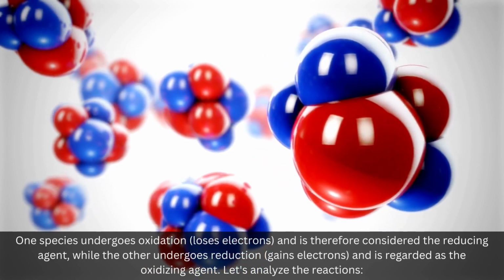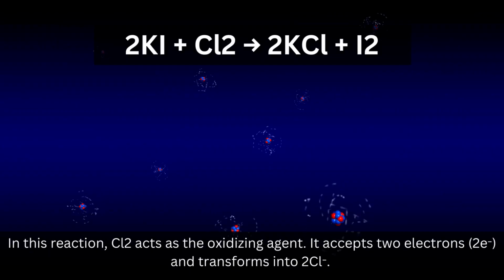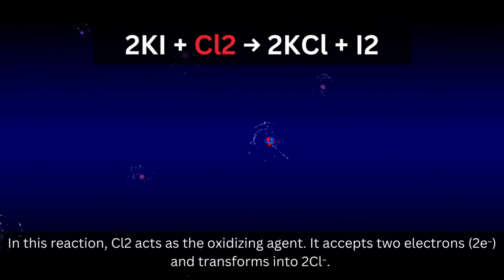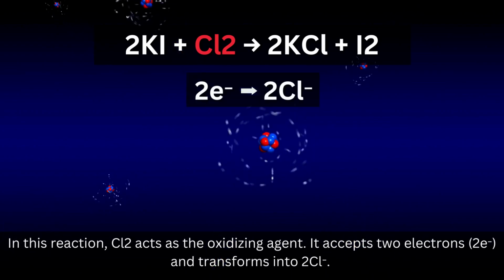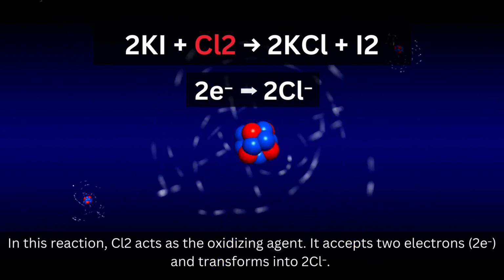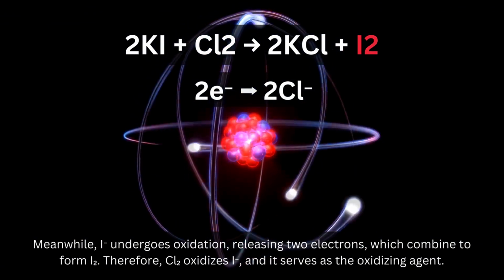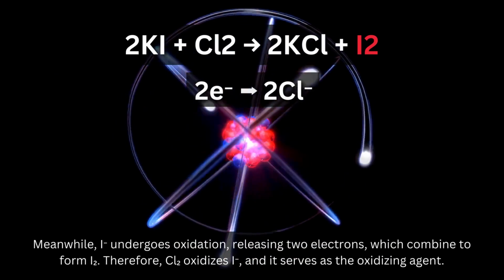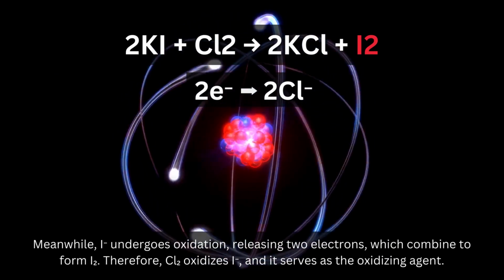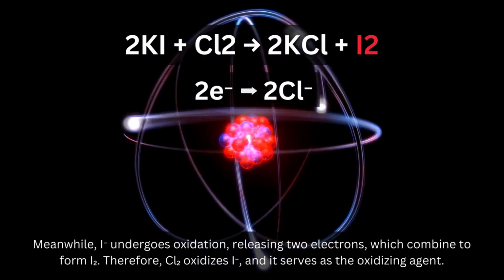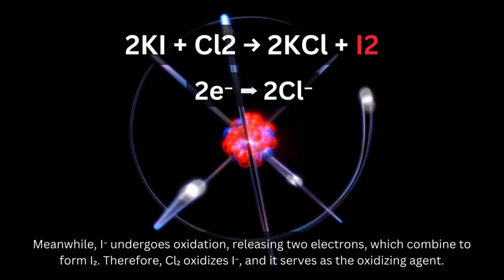Let's analyze the reactions. In this reaction, Cl2 acts as the oxidizing agent. It accepts 2 electrons and transforms into 2 Cl-. Meanwhile, I- undergoes oxidation, releasing 2 electrons, which combine to form I2. Therefore, Cl2 oxidizes I-, and it serves as the oxidizing agent.